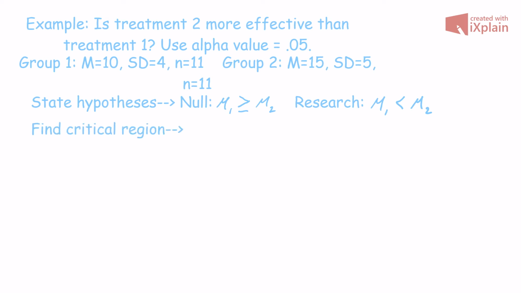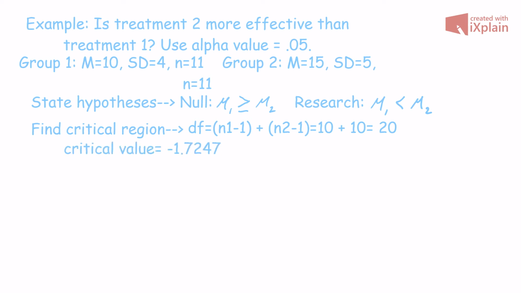The next step is to find the critical region. We do that, of course, by computing the degrees of freedom. The formula for the degrees of freedom with an independent samples t-test is the number of people in group 1 minus 1 plus the number of people in group 2 minus 1. Now these two group sizes do not have to be the same. They frequently are, but they don't have to be. In this case, it's going to be 10 plus 10, which is going to give us a degrees of freedom of 20.